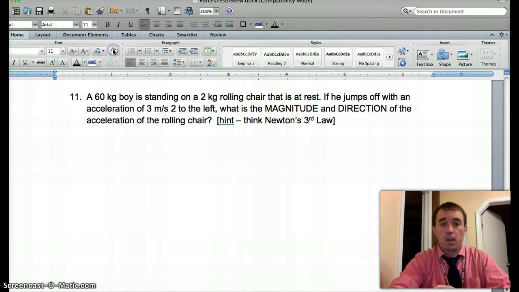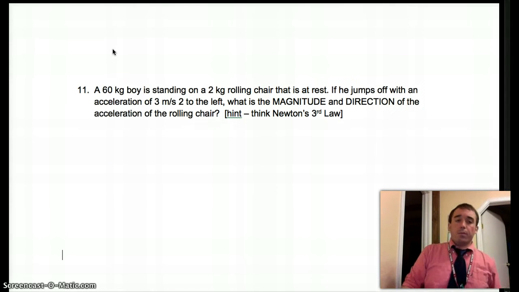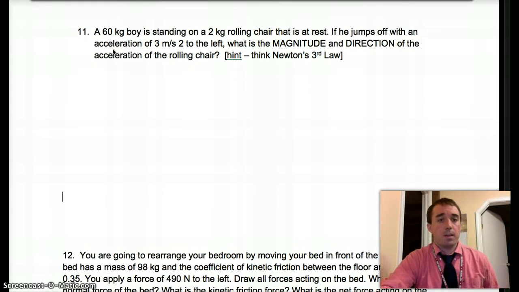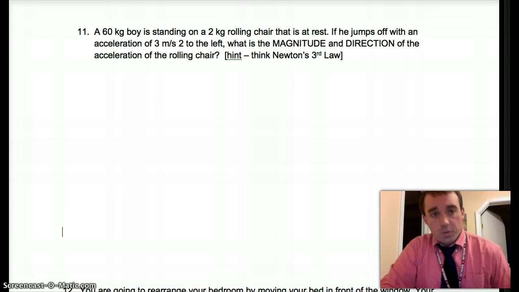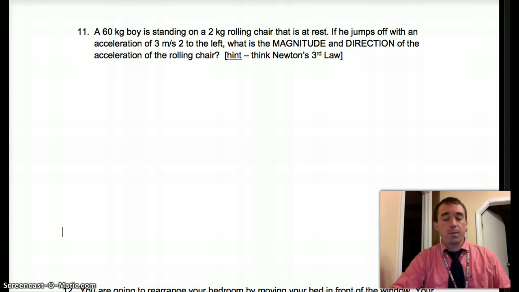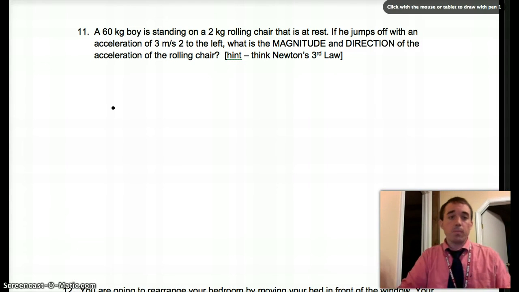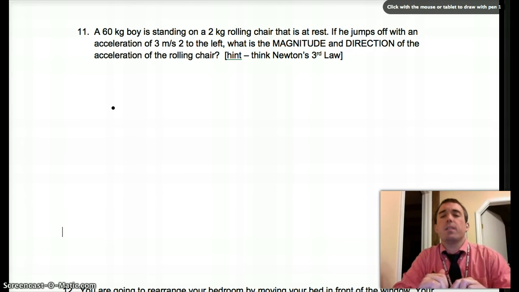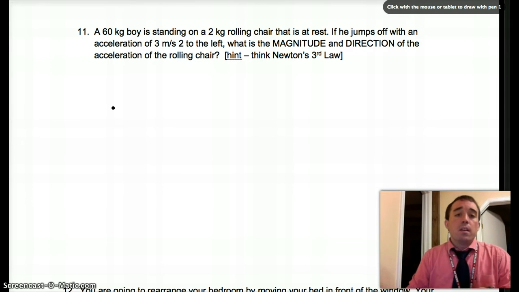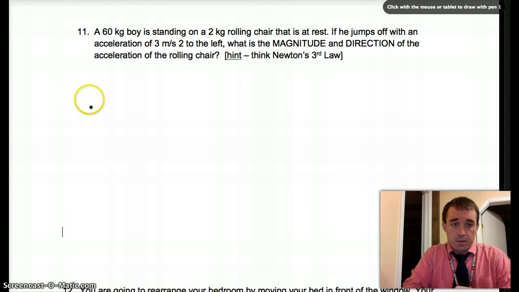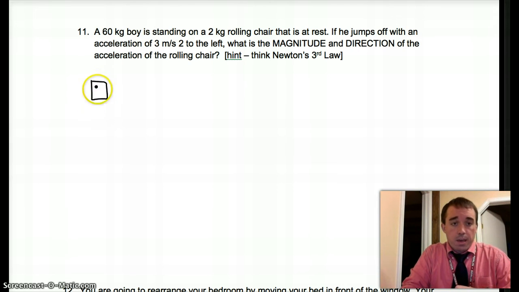Hey again. All right, so we left off at number 11. We finished number 10, so try to do number 11. And this one's a relatively quick one, but it takes a little bit of just thinking about. So let's draw this situation out. We have a kid on top of a chair, and the chair rolls. So the kid is going to jump this way.